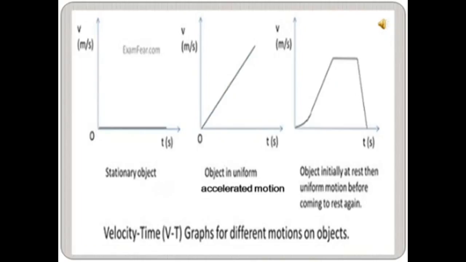First graph indicates the object is a stationary object. Second graph shows that the object is in uniformly accelerated motion, and third graph shows that the object is initially at rest, then uniform motion before coming to rest again.